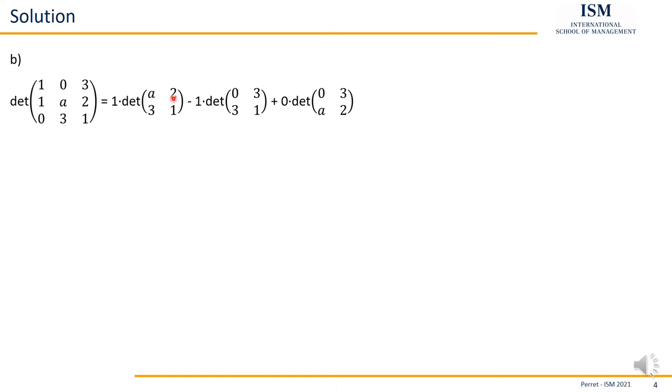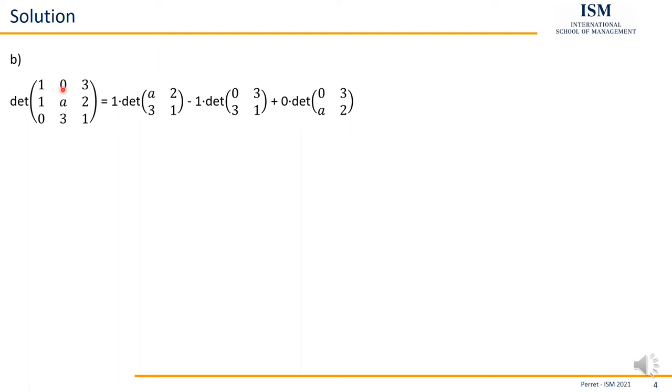This is the determinant of this reduced matrix, which occurs if I eliminate the column and the row assigned to this value. So for this part, I'm here at this value, first column, second row. So I'm eliminating the first column, second row.